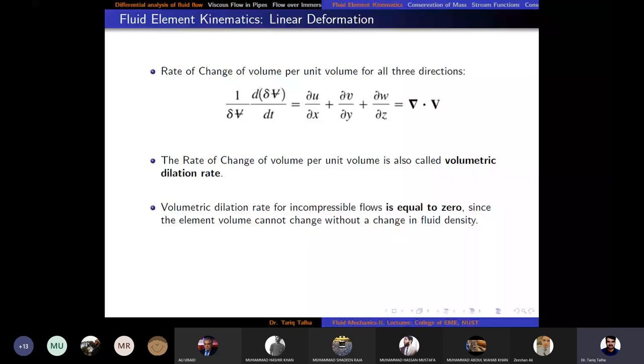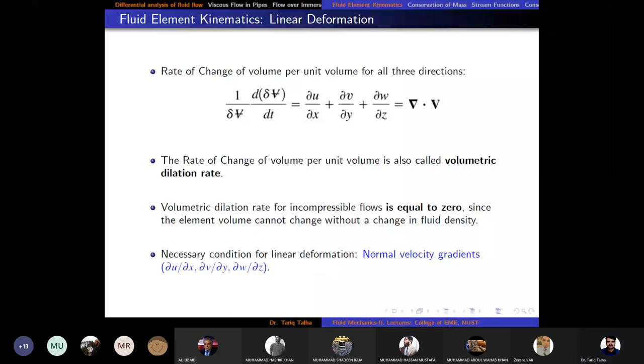And then afterwards we noted that for the incompressible flow, the volumetric dilation rate is zero because there is no change in density. It means that if the density cannot change, then the volume cannot change because the total mass would remain the same. So mass is the product of volume and density. So if the density is not changing, volume cannot change. So for the liquid, we usually say that volumetric dilation rate is equal to zero. But for the gases, because they are compressible, we have non-zero volumetric dilation.